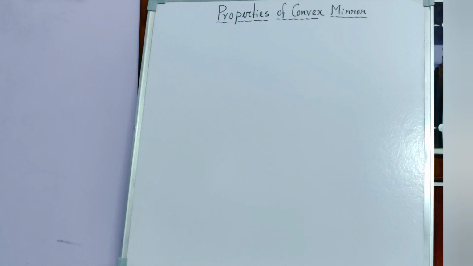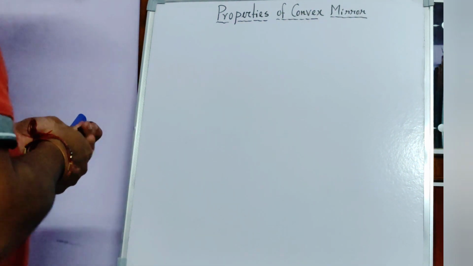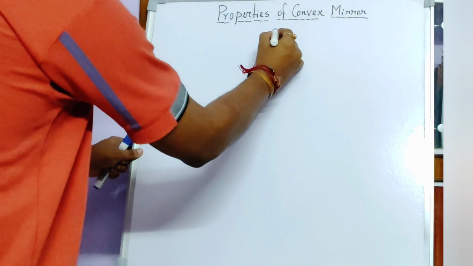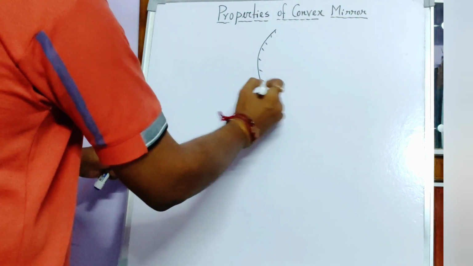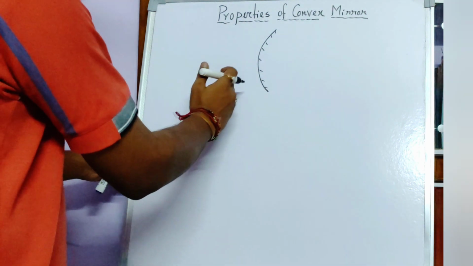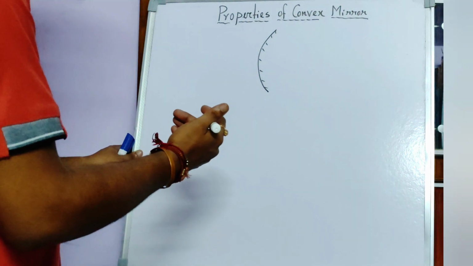Today's topic is the properties of convex mirror. So convex mirror is a spherical mirror. This is a convex mirror, right? And in this convex mirror, the outer part of it is where reflection takes place, and the inner part has a reflecting coating, right?